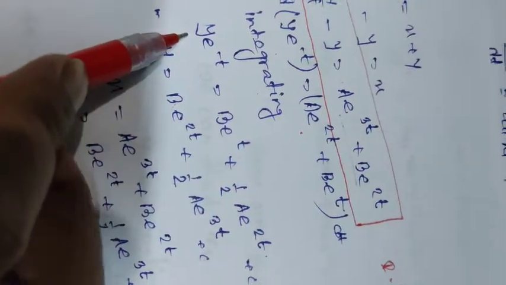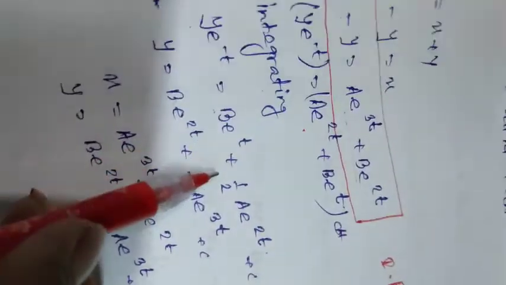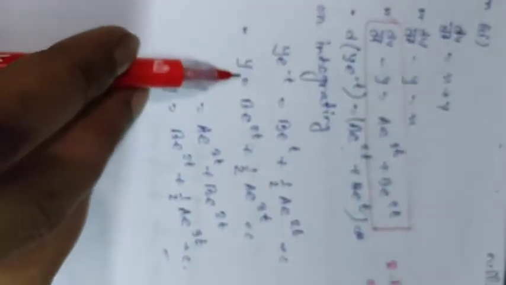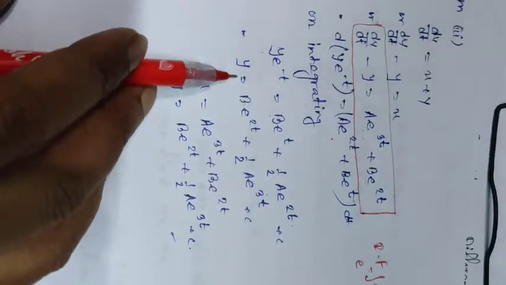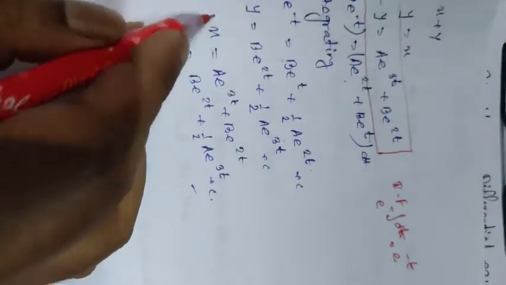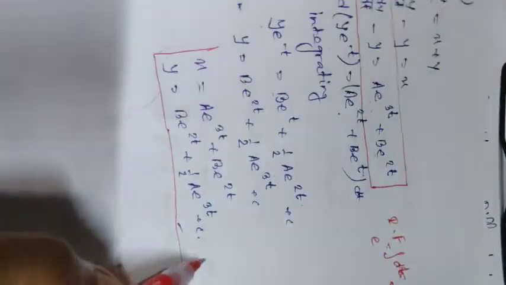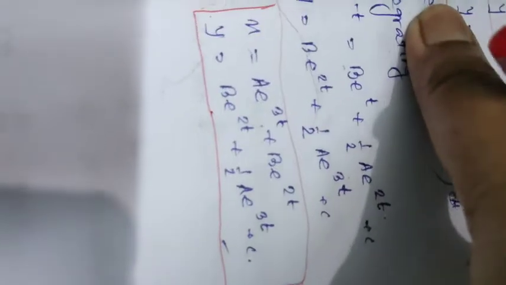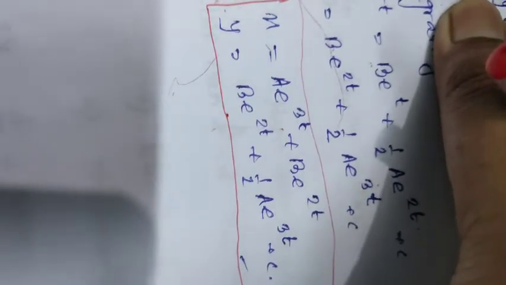And if we integrate, we will get y e to the power minus t is equal to b e to the power t plus half a e to the power 2t plus c. And from here we will get y is equal to b e to the power 2t plus half a e to the power 3t plus c. So now we can find the value of x and y simultaneously. These are the solution where a, b, c are arbitrary constants.